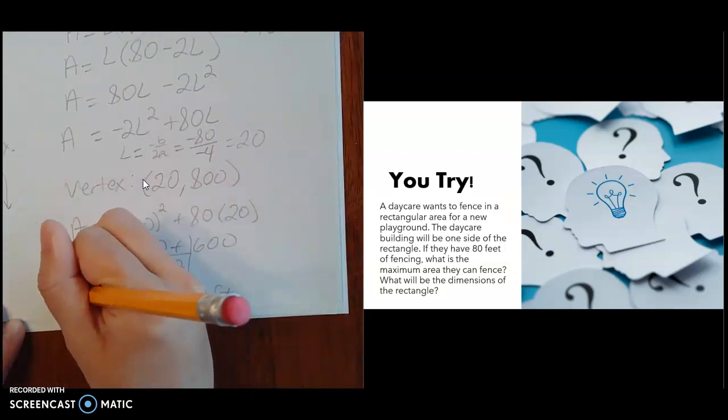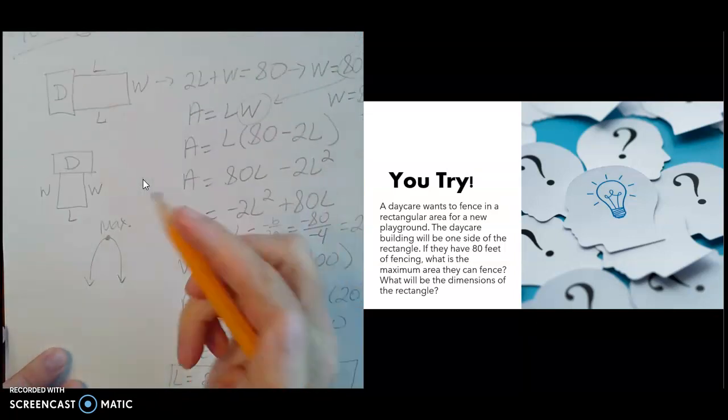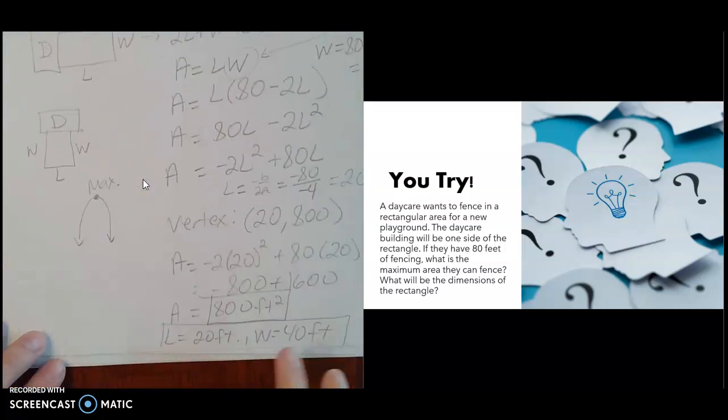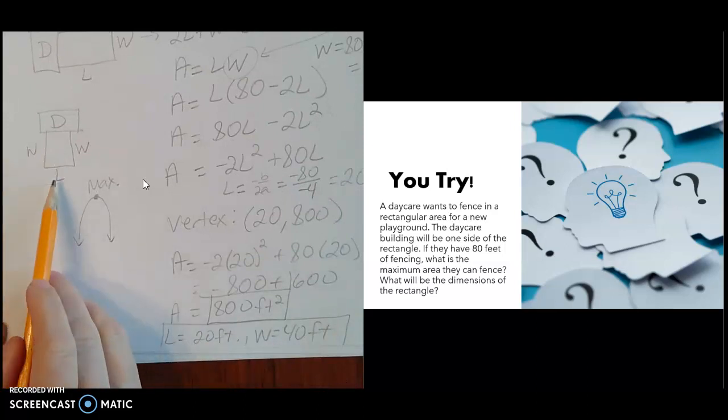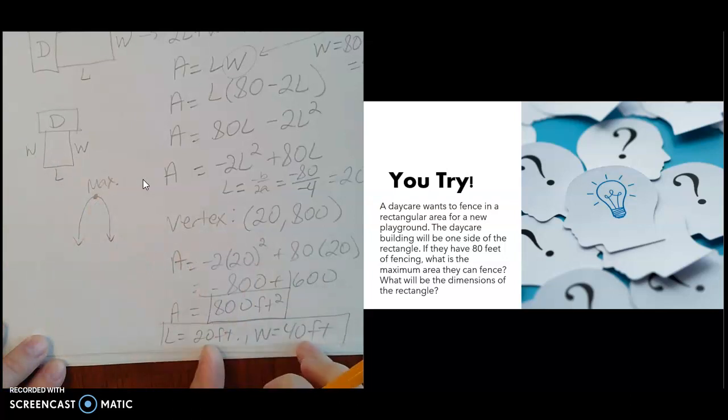And there's my dimensions. Just in case you're curious, if you drew it this other way, where you have two widths and a length, you'll have these exactly flipped. You'll have a length of 40 and your width would be 20. So it's still a 20 by 40 rectangle. It would just be flipped if you drew your diagram differently than I drew mine.